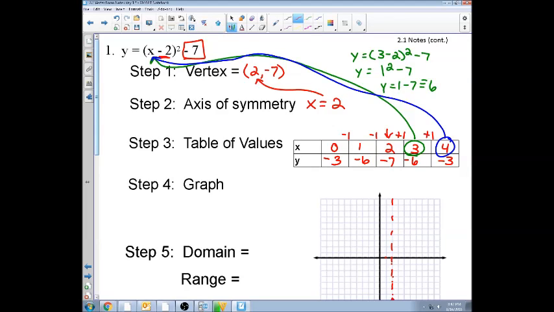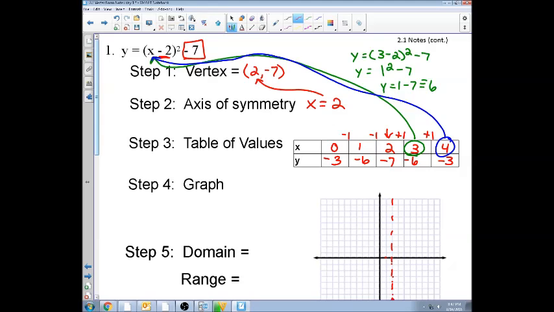Let's go ahead and check that real quick, though. If I take 1 and put it back in for x, 1 minus 2 is negative 1. Negative 1 squared is positive 1. 1 minus 7 is negative 6. If I put 0 in for x, 0 minus 2 is negative 2. Negative 2 squared would be positive 4. Positive 4 minus 7 would be negative 3.